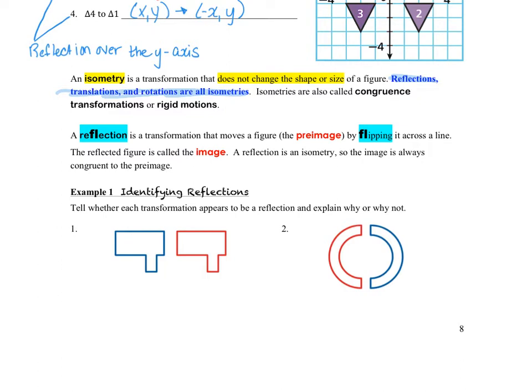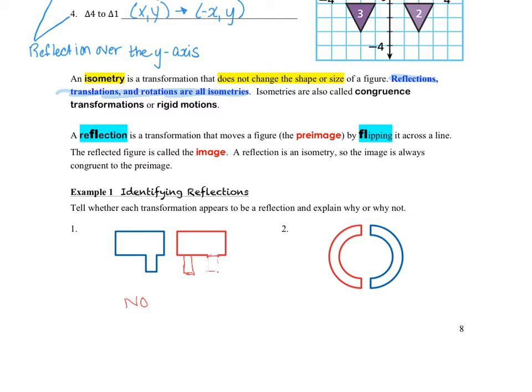So it's asking if number 1 is a reflection or not in example 1, and it is not a reflection because it's not the flip of it, it's the same exact image right next to it. If it were the flip of it, there would be a line here and not a line here, if that makes sense. Okay, and so that's our explanation.